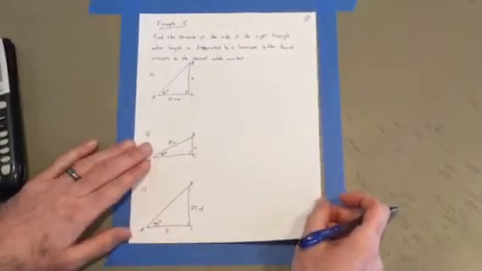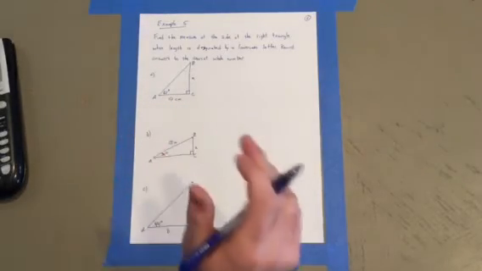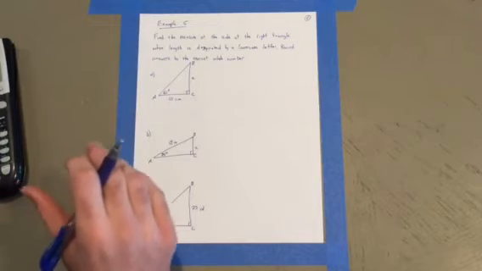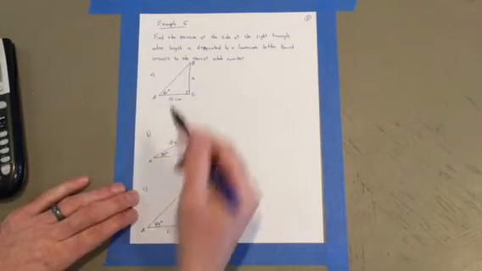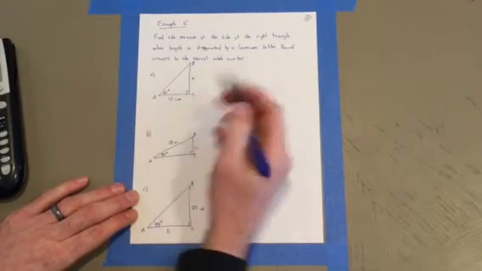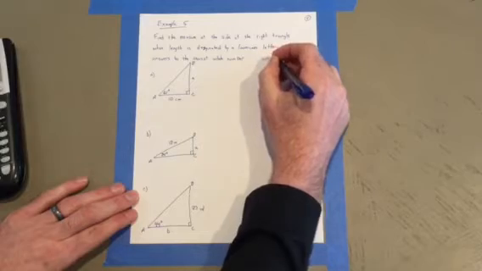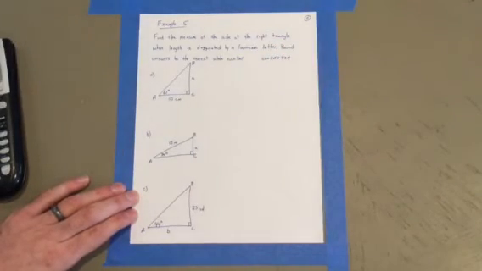All right, last set of problems here. Example 5, we got some right triangles. I'm going to find the measure of the side of the right triangle whose length is designated by a lowercase letter. Round answers to the nearest whole number. So here's our little lowercase a, opposite of a. It's pretty small, I don't know if you can see that. Back to our SOHCAHTOA for right triangles.